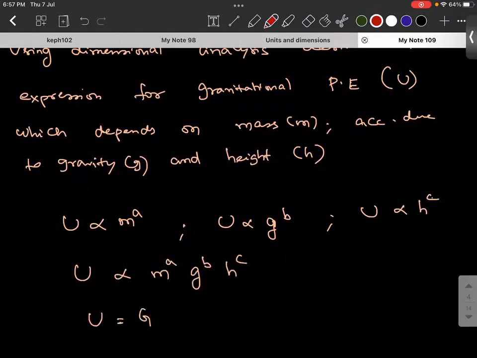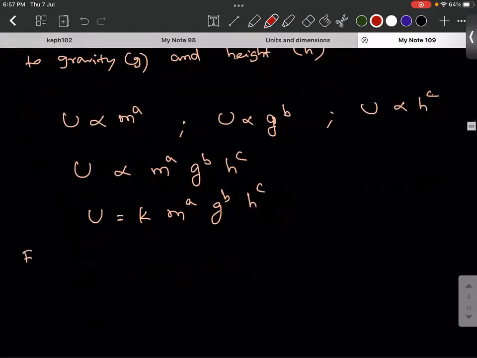I saw most of you wrote this capital G. Don't do that. Capital G is the one quantity in physics which is already taken. That is the universal gravitational constant. So don't write it. Write it as some k, where you need to clearly mention that k is a dimensionless quantity. Okay? m power a, g power b, and h power c.